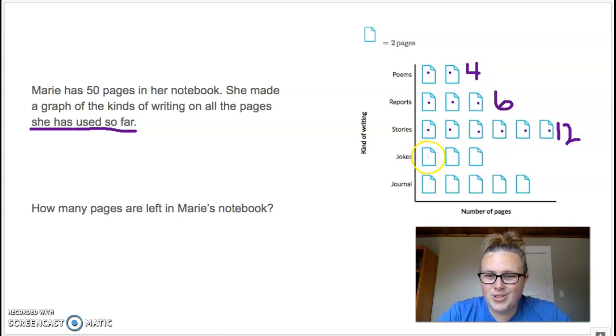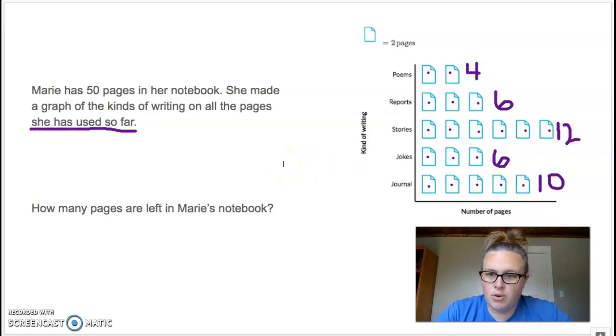And then for jokes, she has 2, 4, 6. It's the same number of pages she has for reports. Interesting. Let's see how many journal pages she has. 2, 4, 6, 8, 10. So she has 10 journal pages.